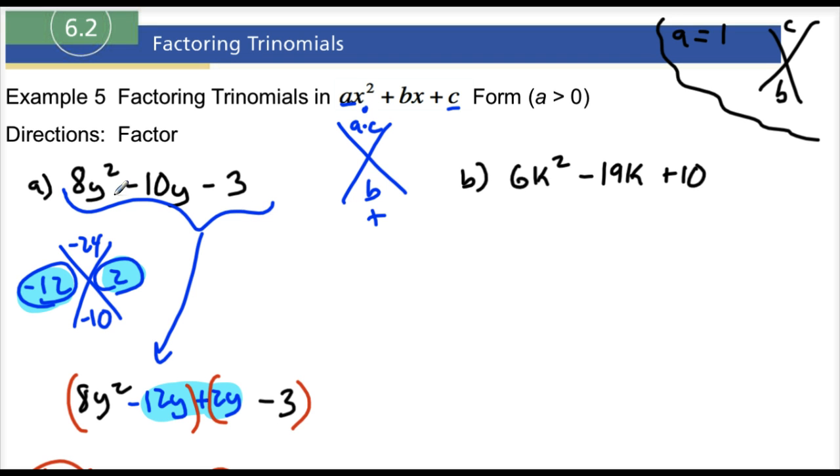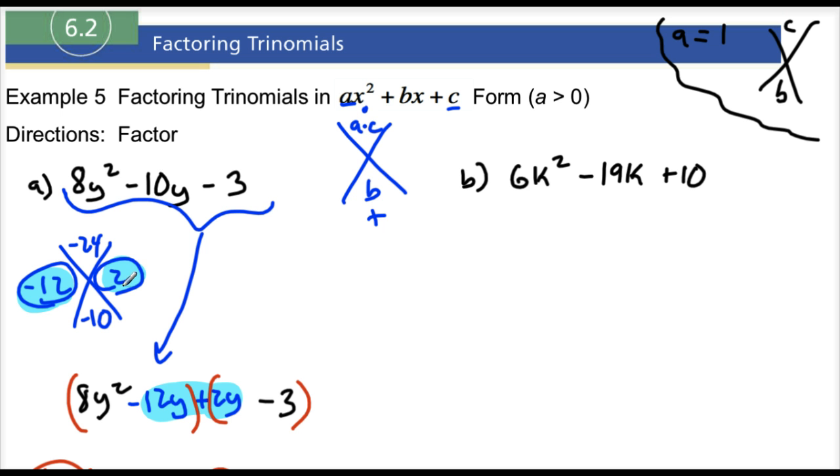So the first thing I did was I recognized, oh, my a is bigger than 1. So when a is bigger than 1, then you have to multiply a and c. Okay, so I'll multiply 8 and -3 and get -24. All right, and then I put my -10 on the bottom. I found my 2 numbers that multiply and give me the top and add to get the bottom, which is -12 and 2.